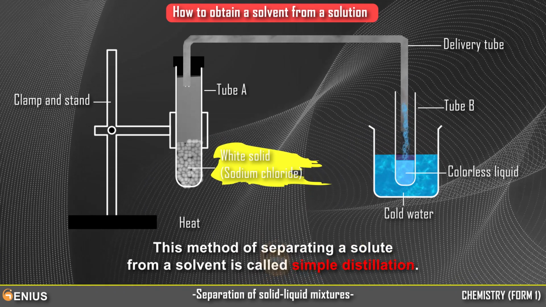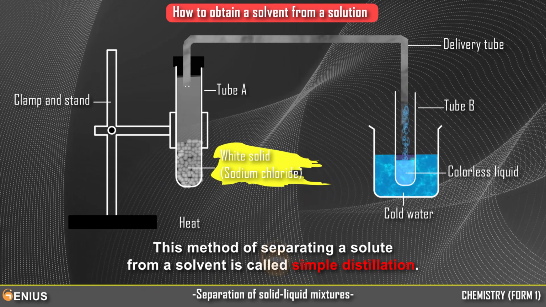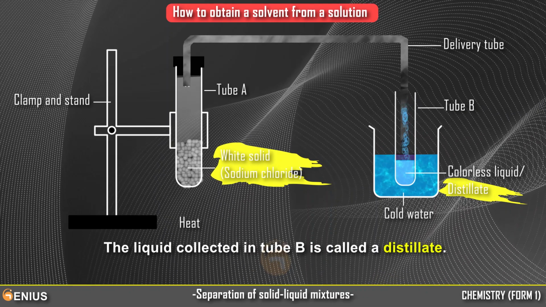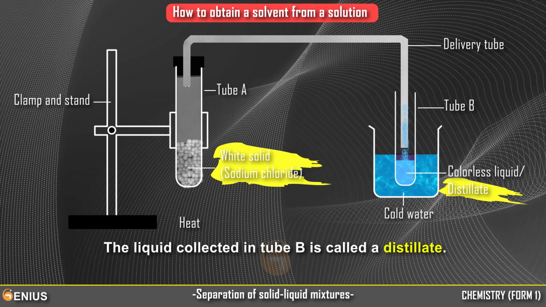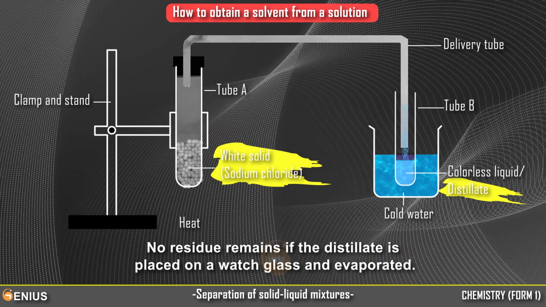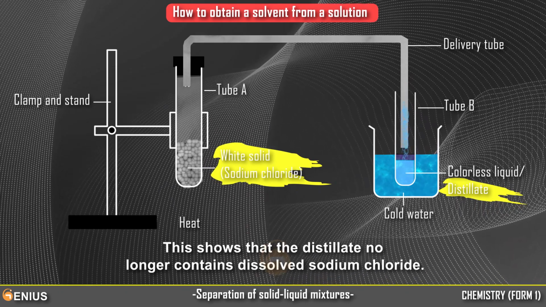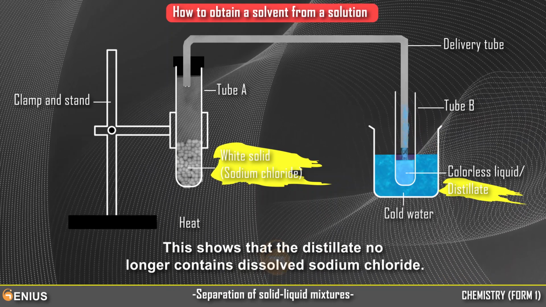This method of separating a solute from a solvent is called simple distillation. The liquid collected in tube B is called a distillate. No residue remains if the distillate is placed on a watch glass and evaporated. This shows that the distillate no longer contains dissolved sodium chloride.